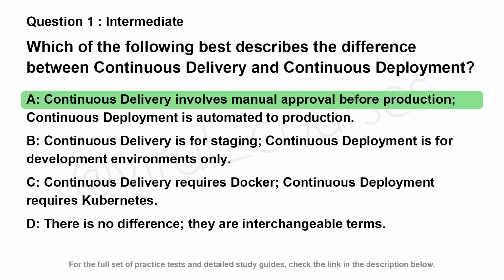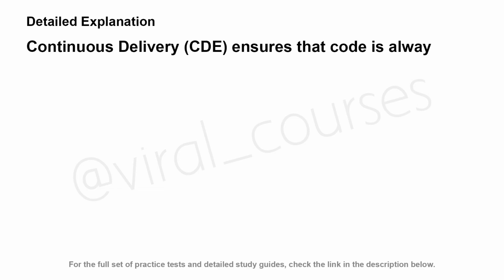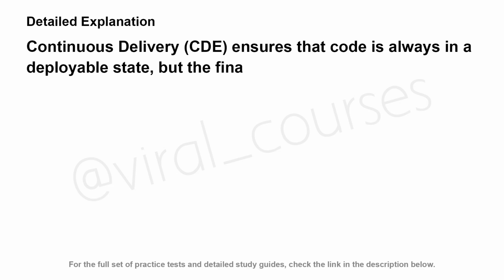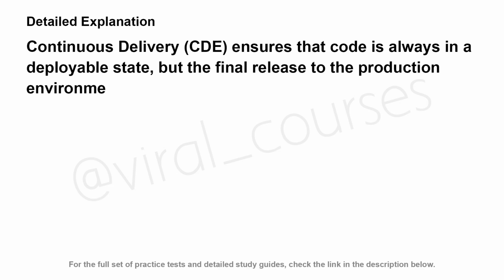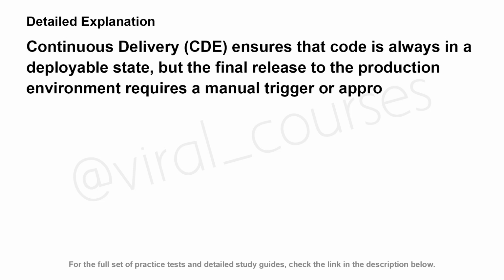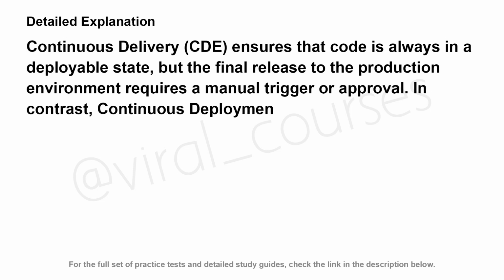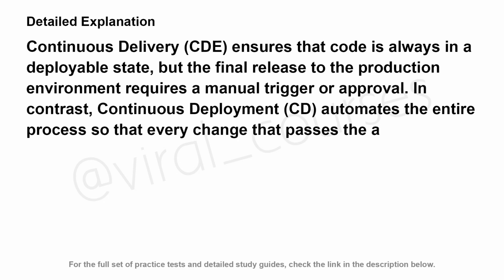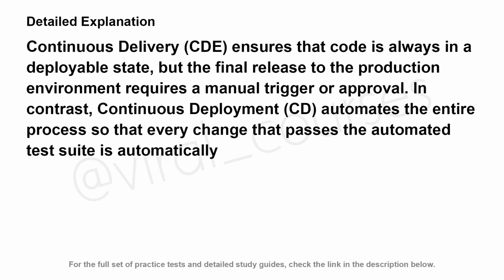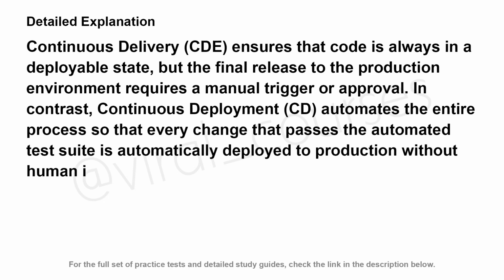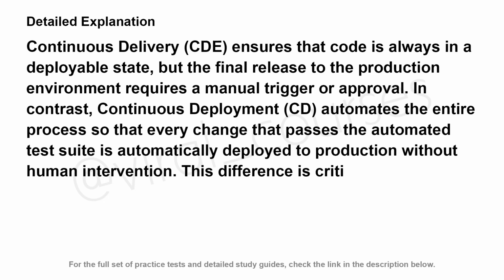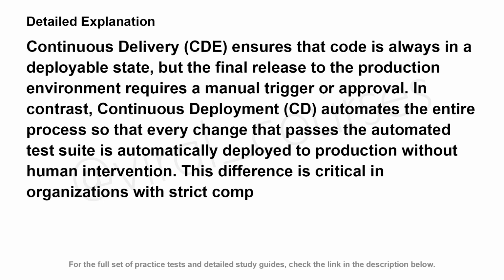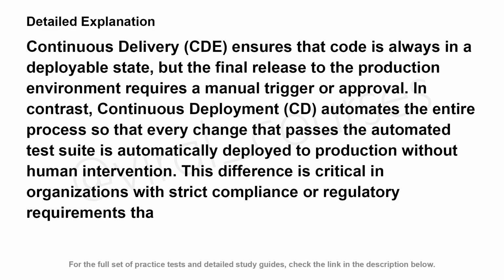The correct answer is A. Continuous delivery, CDE, ensures that code is always in a deployable state, but the final release to the production environment requires a manual trigger or approval. In contrast, continuous deployment, CD, automates the entire process so that every change that passes the automated test suite is automatically deployed to production without human intervention. This difference is critical in organizations with strict compliance or regulatory requirements that necessitate manual sign-off.